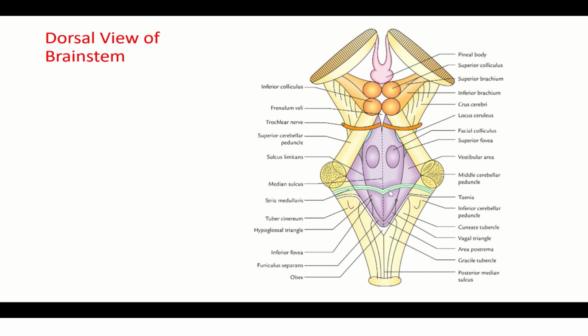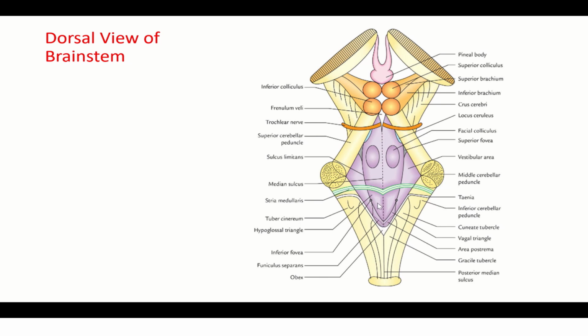In the dorsal view, you can observe mainly the floor of the fourth ventricle. The upper half is formed by the pons, the lower half is formed by the medulla, and you can see the dorsal view of the lower closed part of the medulla. Here, this is the gracile tubercle, which overlies the nucleus gracilis. You can see the cuneate tubercle, which overlies the nucleus cuneatus. You can see the fasciculus gracilis and fasciculus cuneatus reaching the gracile and cuneate tubercles. Here this is the obex, this is the funiculus separans, and this will be the inferior fovea.